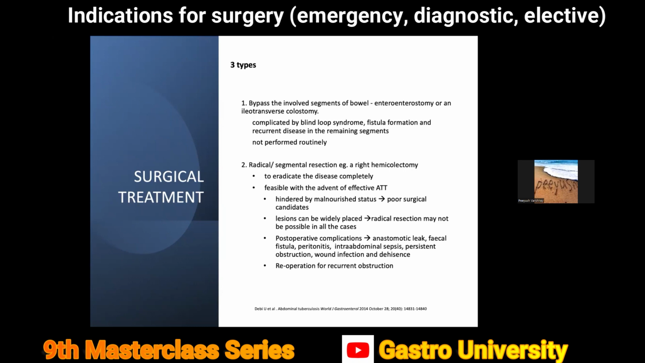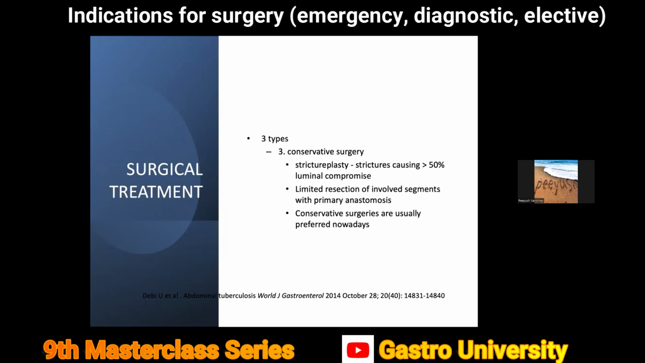Second is the radical or segmental resection. Mostly the segmental resection is performed. It is to eradicate the disease completely, and it is feasible with the advent of effective ATT. But it is hindered by the malnourished state. Usually the candidates are poor surgical candidates, and lesions can also be widely placed, so radical resection may not be possible in all cases. And there is fear of post-operative complications in the form of anastomotic leak, enterocutaneous fistula, peritonitis, sepsis, obstruction and wound infection. So there may be chances of reoperation for recurrent obstruction also.